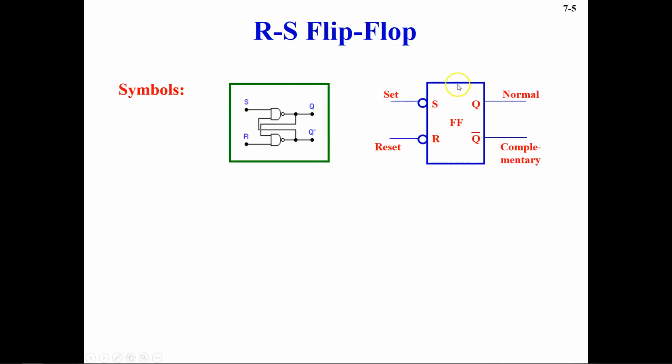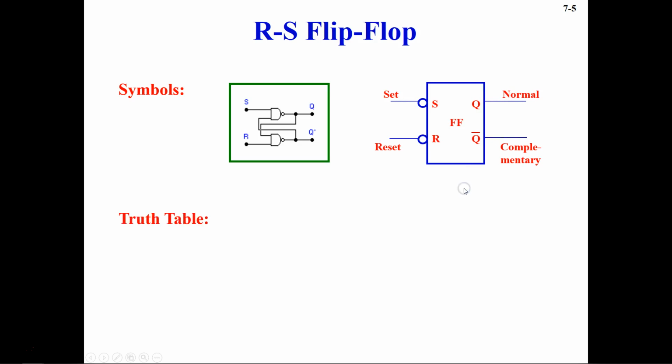And this is the symbol of RS flip-flop. You see, RS flip-flop is made up of two NAND gates. These are the two NAND gates which are used, and if you put them together in this way, then that will make up your RS flip-flop. And here you see the symbol of RS flip-flop. We have a set and reset here, and then a normal output, and then a complementary output.